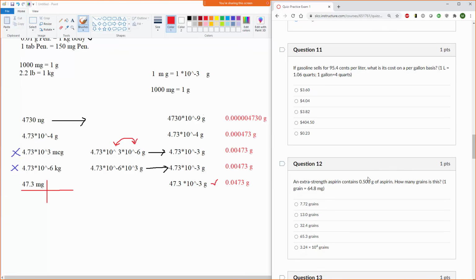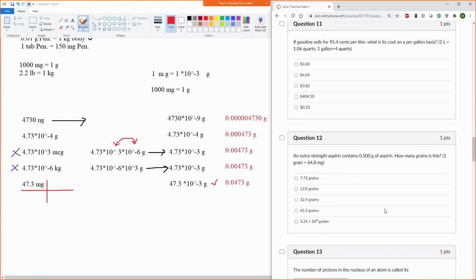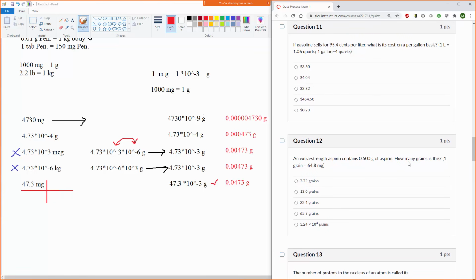All right, a couple more dimensional analysis. Oh, yep, here's another one. Almost looks like a dosing problem. We're not done with dimensional analysis yet. Okay. If gasoline sells for 95.4 cents per liter, what is its cost on a per gallon basis? Given 1 liter is 1.06 quarts and there are 4 quarts in a gallon.